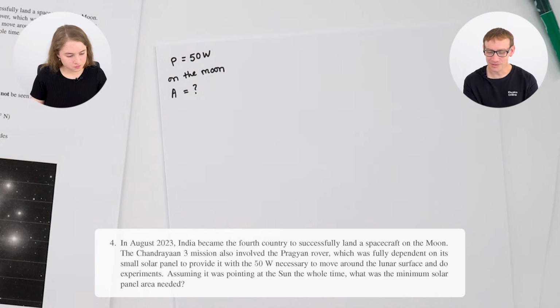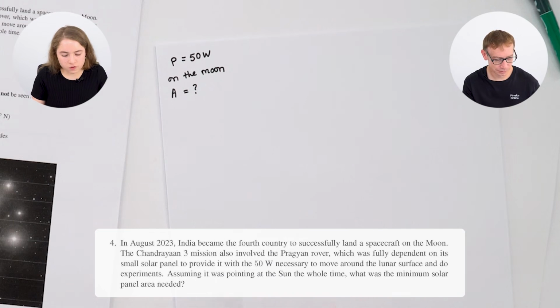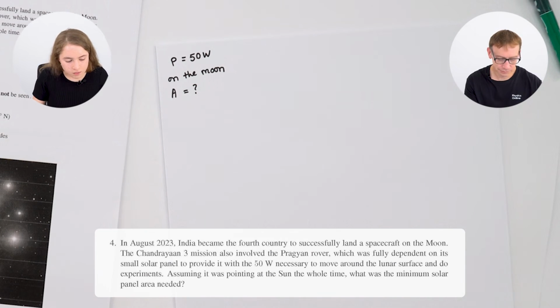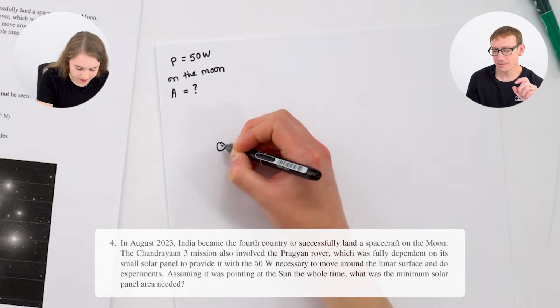Okay, so what next? What would be your first stage in something like this? We've got power, we've got area. So the natural question to ask would be, what's the solar power per unit area that we're actually going to receive when they're on the moon? And they've helpfully said that you can assume that this solar panel is always pointing at the sun. Let's draw a diagram. I think diagrams are super important, aren't they?